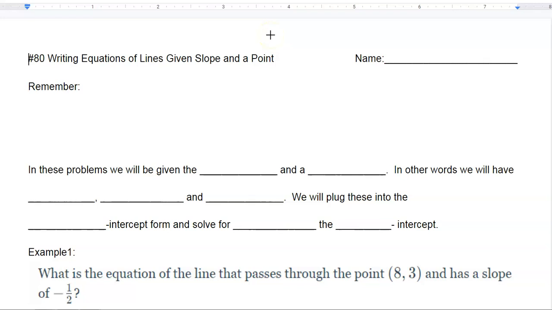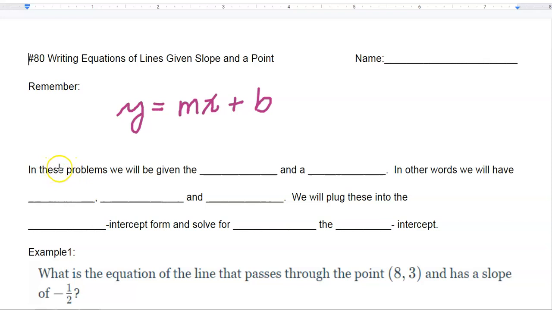Hello, class. Well, today we're going to be talking about writing equations of lines given the slope and a point. So you remember our old friend here, slope-intercept form? y equals mx plus b. Okay, we've talked about this a bunch of times. Remember, y is the y-coordinate of a point on the line, m is the slope of the line, x is the x-coordinate of a point on the line, and b is our y-intercept.